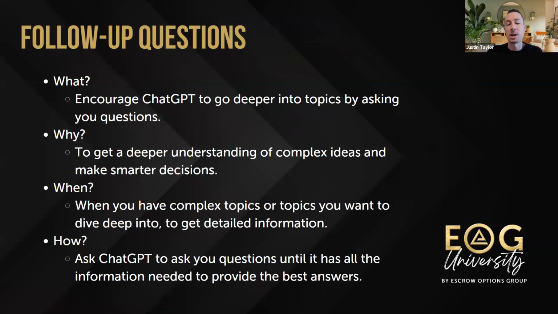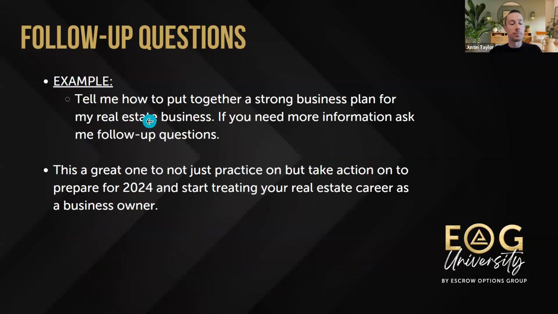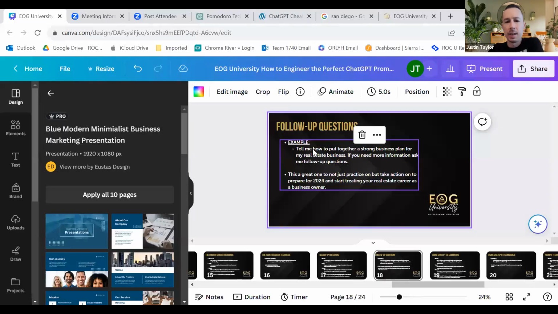And how? You're just going to ask ChatGPT to ask you questions until it has all the information needed to provide the best answers. So now you're asking it to ask you follow-up questions, and you're going to see why here in a second. If I come into here, examples: tell me how to put together a strong business plan for my real estate business. If you need more information, ask me follow-up questions.